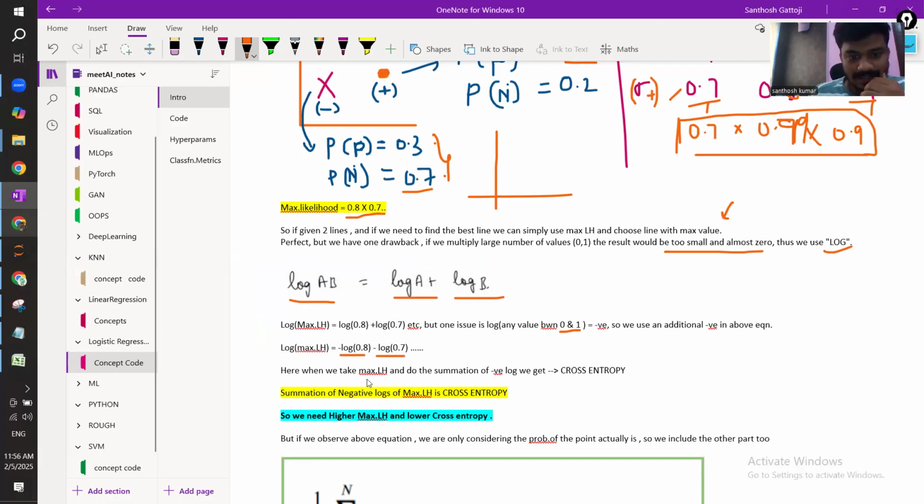So here when we take maximum likelihood and do the summation of negative log, what we get is cross entropy. This is a very, very important word. Even after machine learning, when you go to deep learning also, you will have some losses. These loss concepts are very, very important, Karthik. Because in most of the interviews, in sigmoid or any algorithm, mainly what they'll focus on is the loss functions. Because if you understand the loss function, that means you are actually understanding it.